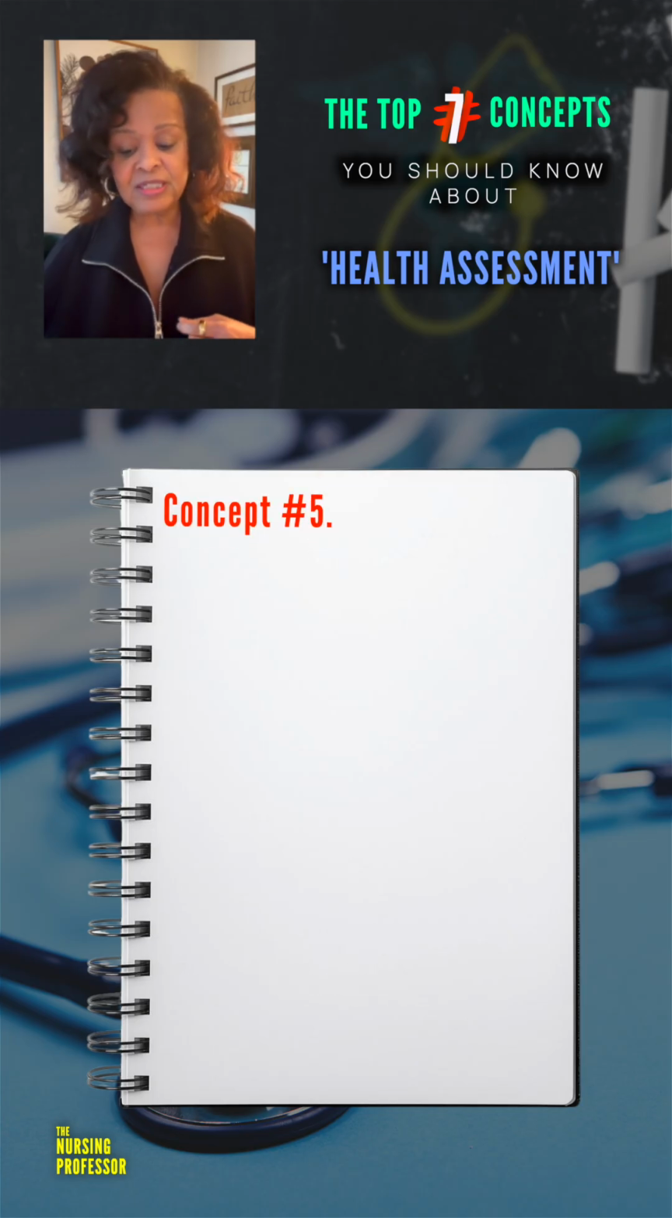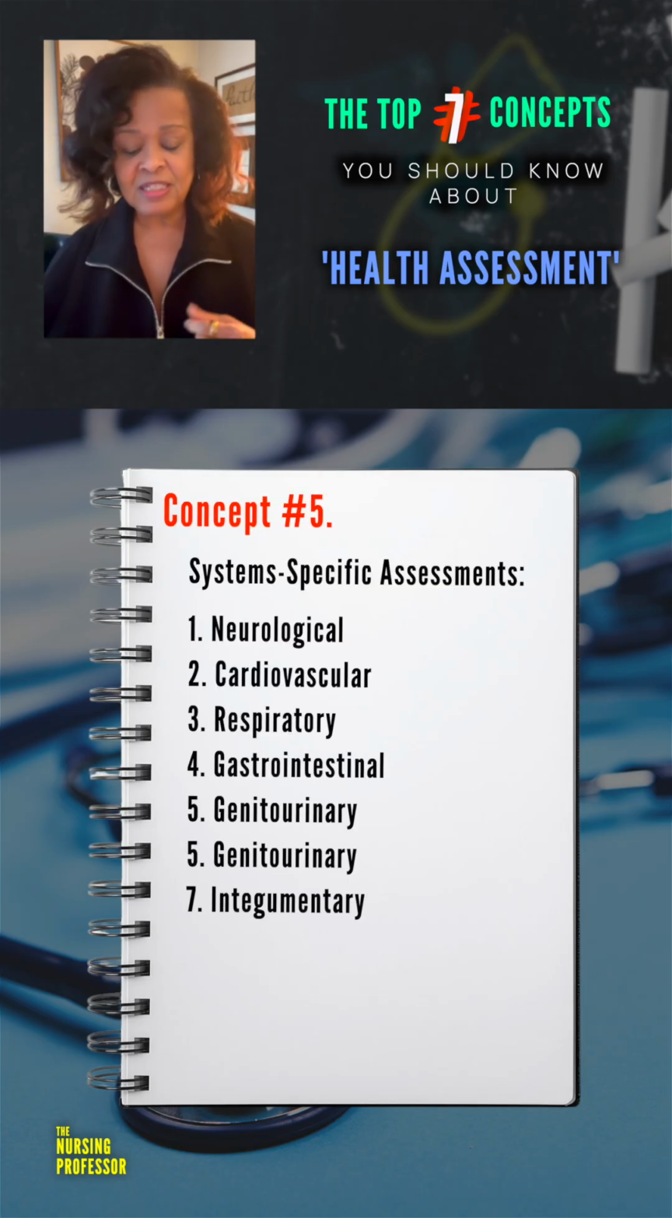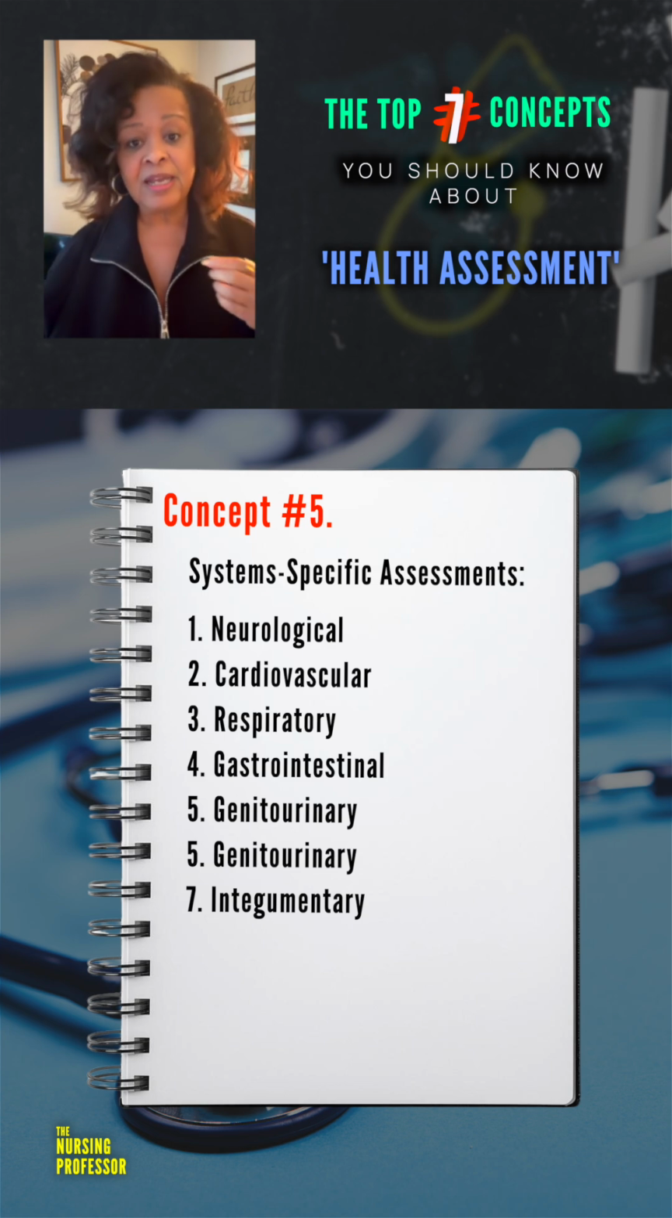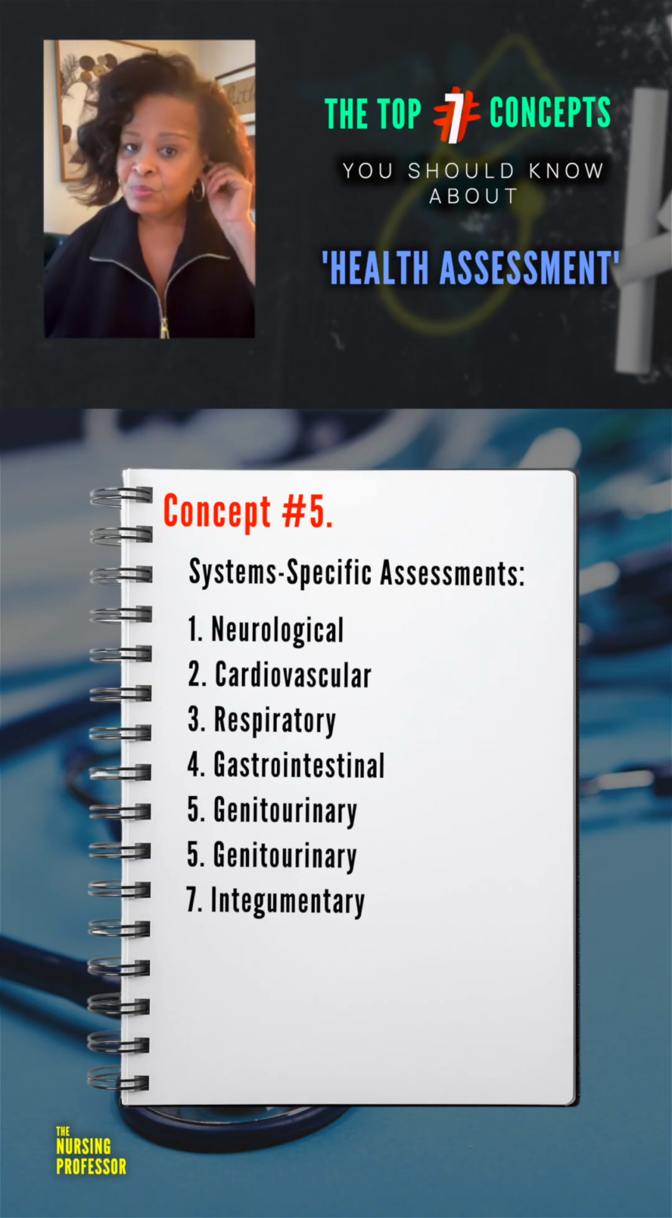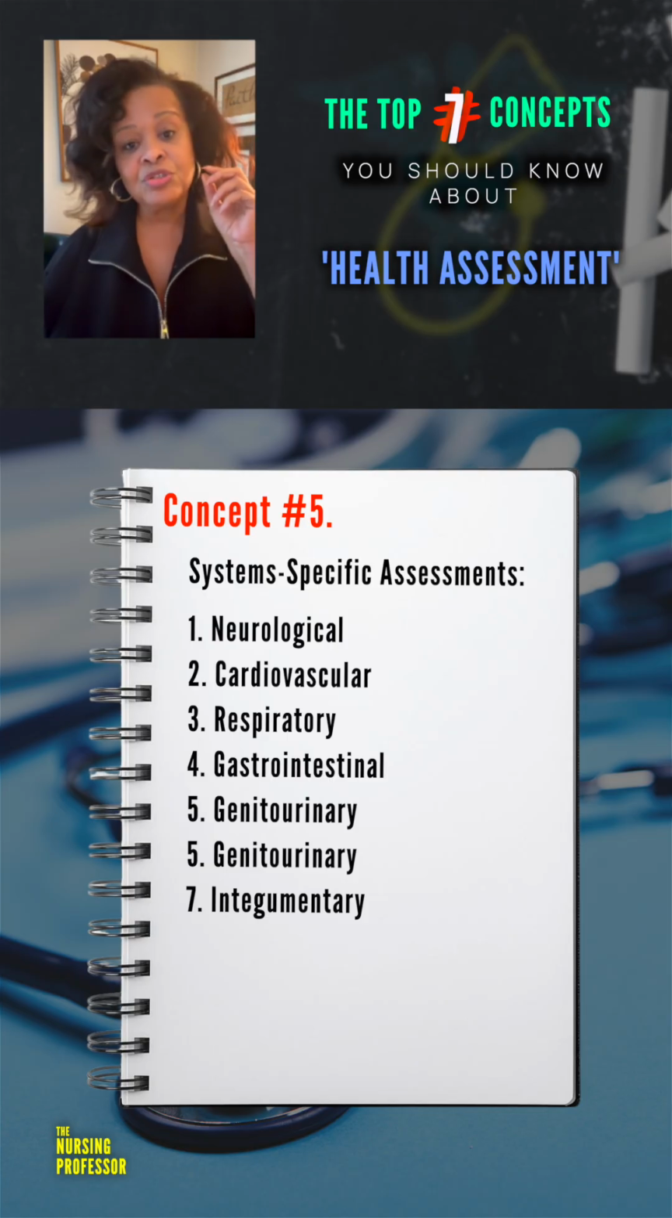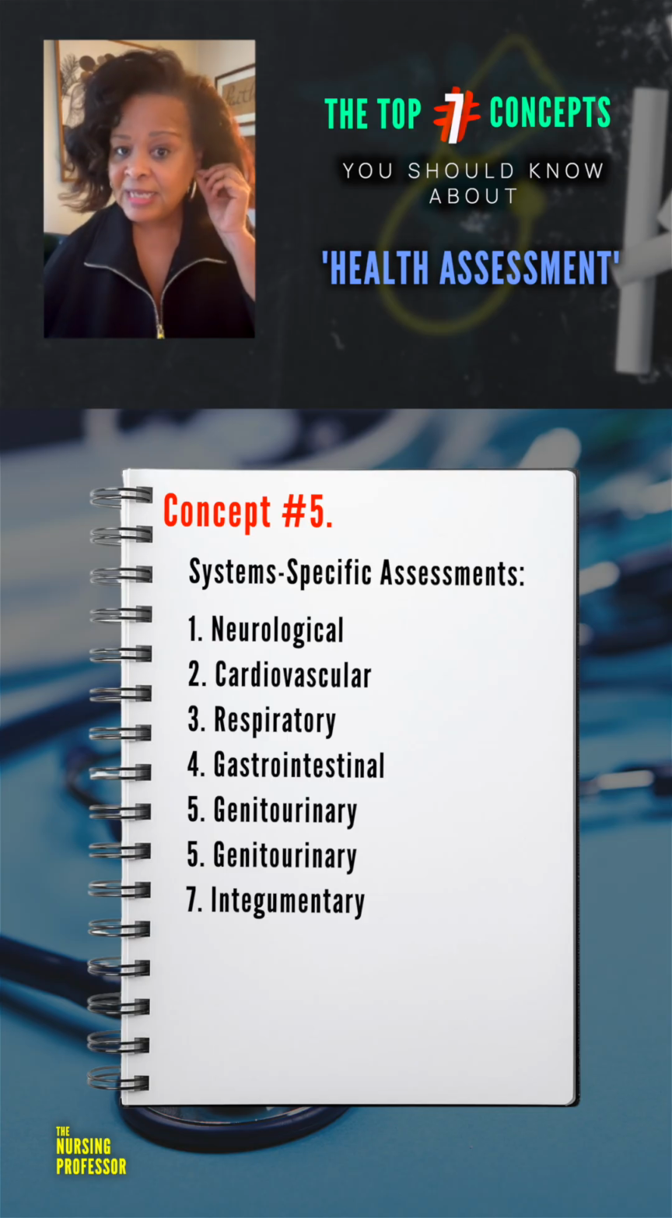Number 5 on the list are system-specific assessments. That's when you're looking at head and neck. You're assessing cranial nerves. You're assessing Snellen chart, what their vision is like. And if you're using the otoscope, you should know that pulling the pinna up and back for an adult is what you should do, whereas for a child it should be down and back in order to be able to look in the ear canal.